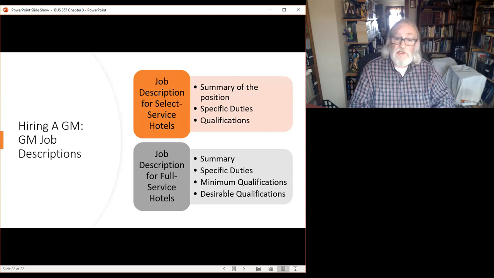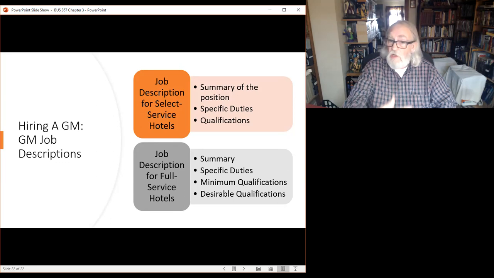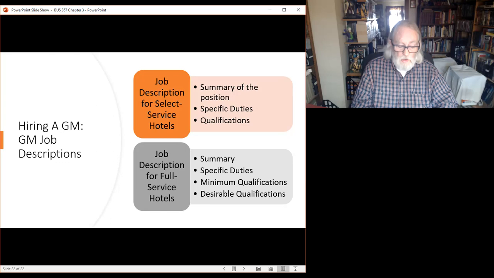So if it's a select service hotel, for instance, a summary of the position is going to be required. You're going to have to mention things like being responsible for generating profit to meet or exceed budget expectations while maintaining operational and guest service standards. You're going to have to mention specific duties, such as being required to develop, administer, and control hotel revenue and expense budgets, and to analyze a balance sheet, statement of cash flows, and income statement. So that's that area of financial measurement I was talking about early on.